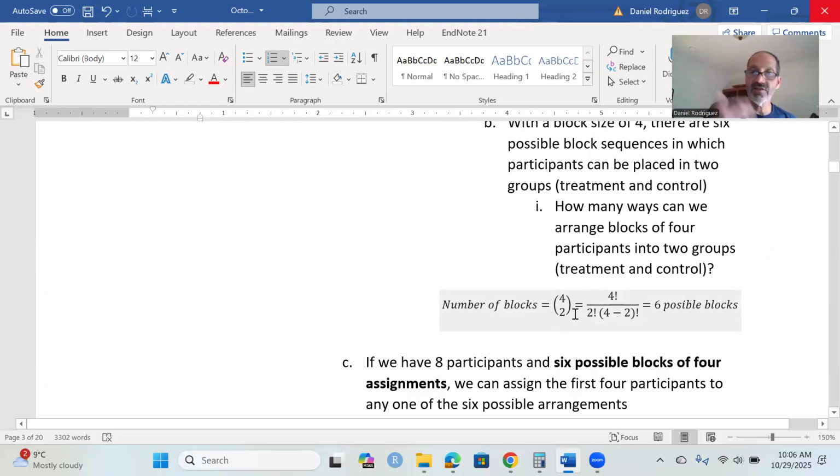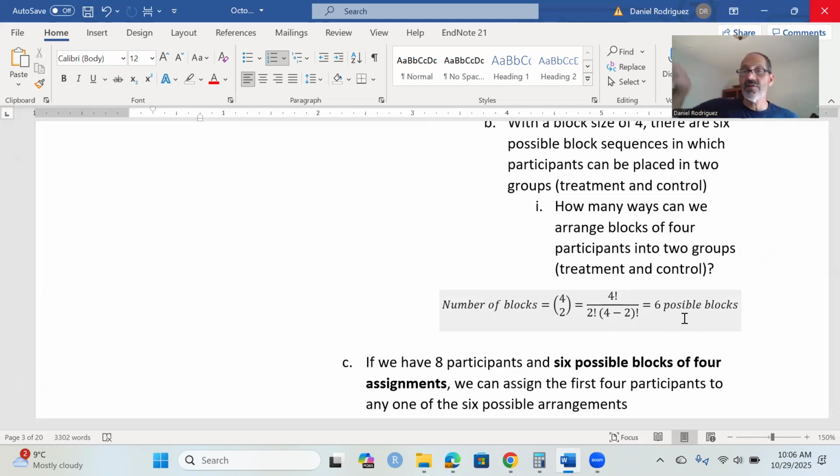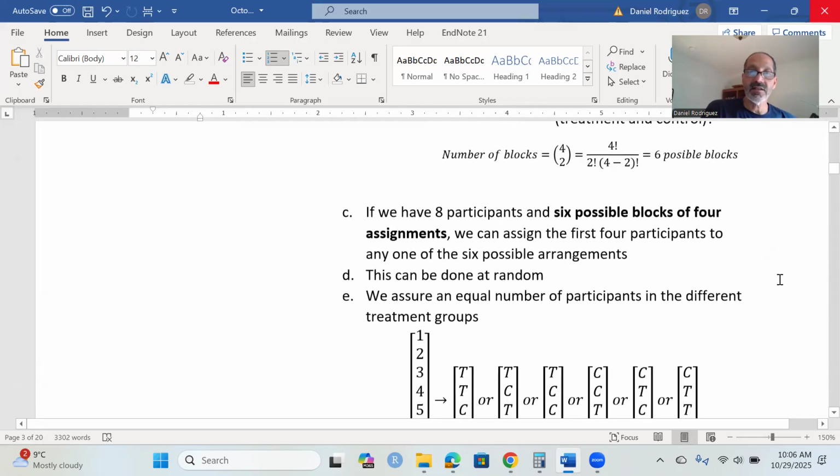How many ways can I arrange those individuals? So this is 4 factorial divided by 2 factorial times 4 minus 2 factorial. Factorial means 4 times 3 times 2 times 1, where 0 factorial equals 1. Otherwise, we'd have zeros. This gives us 6 possible blocks. All right, so we'll take a look at this here.